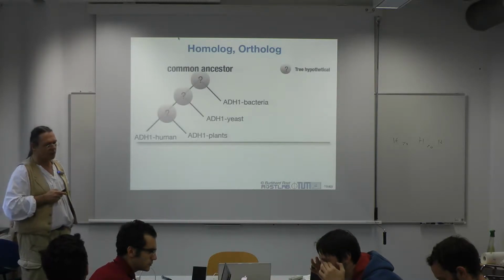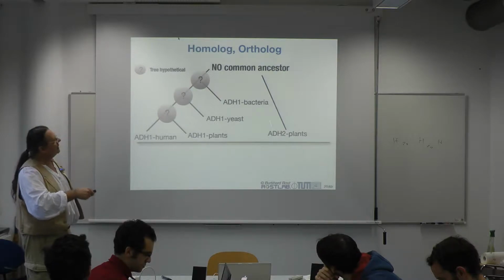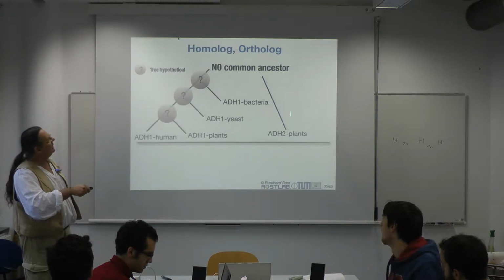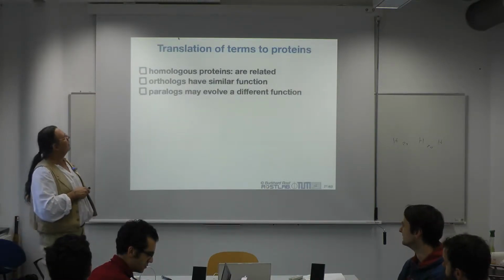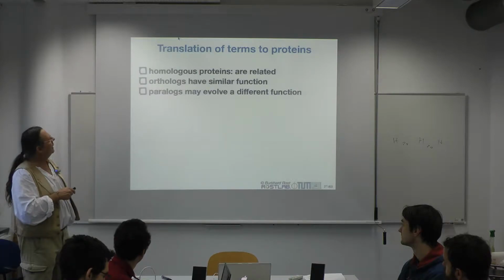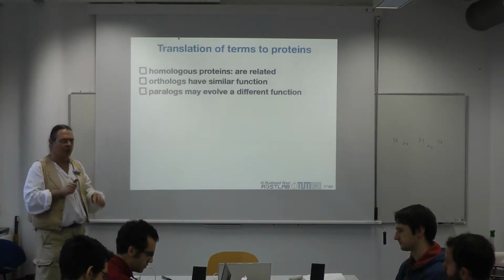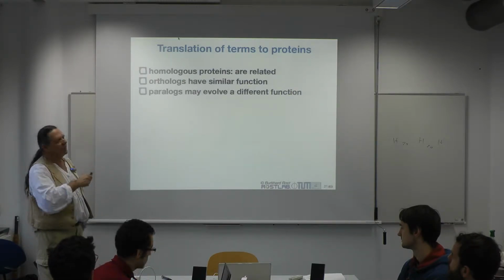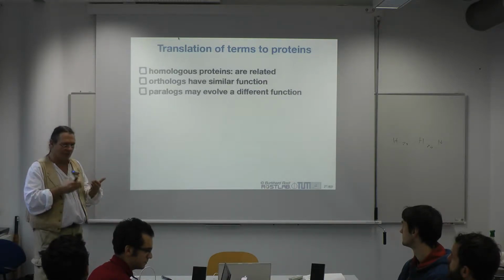That brings us to the terminology here of homology. So this may be another one here that is similar in sequence, and that may not have a common ancestor, for instance, and that is the issue about orthology and homology. The idea really is homology means that they're evolutionarily related. Orthology means they have similar function. Paralogy means they have evolved to a different function.